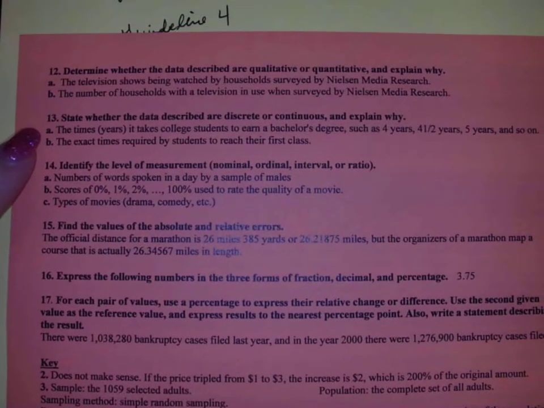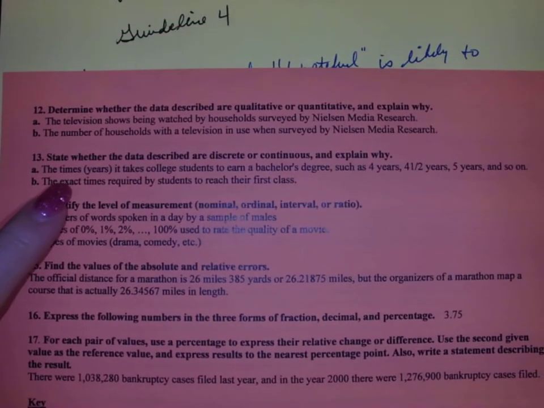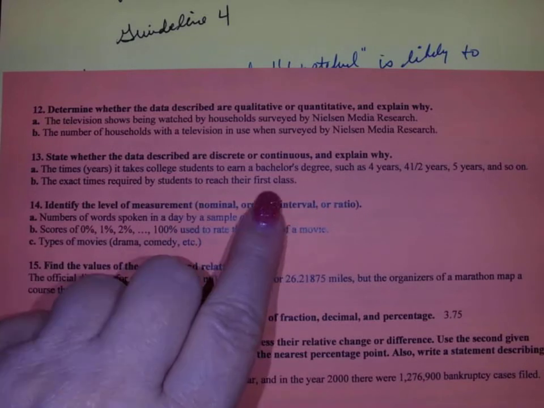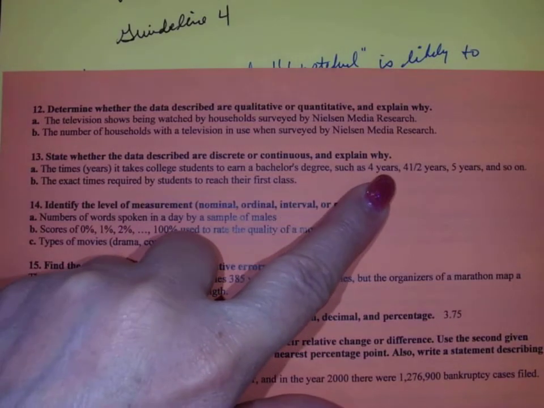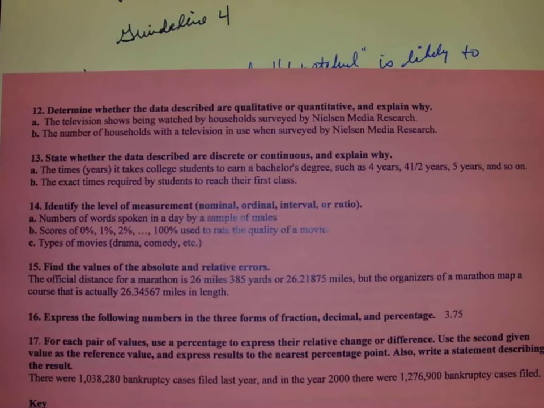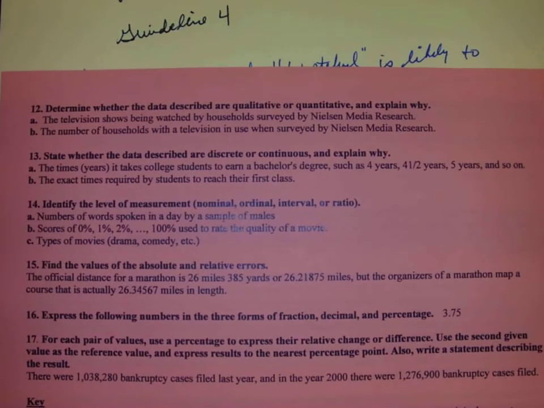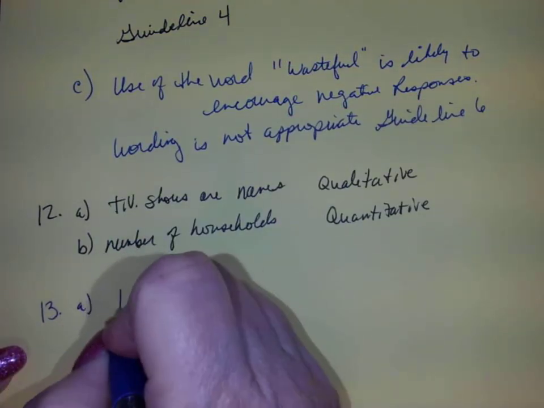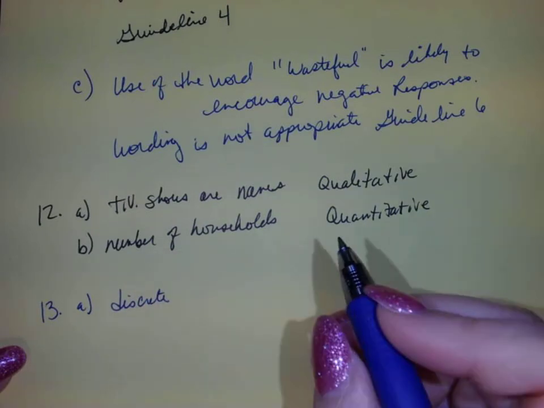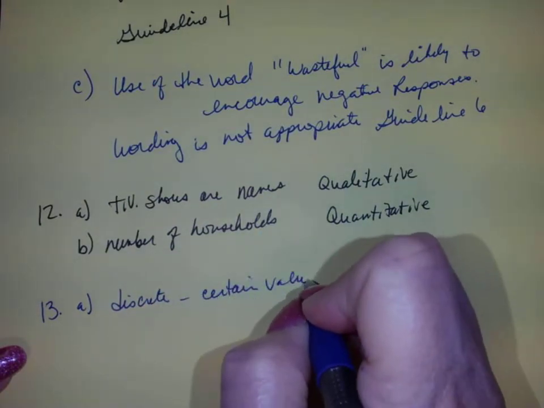So for 13, state whether the data described are discrete or continuous, and explain why. The times, in years, it takes college students to earn a bachelor's degree, such as 4 years, 4.5 years, 5 years, and so on. Well, it can only be certain values: 4, 4.5, 5, 5.5 years. So it can only be those certain values and no values in between. So this is going to be discrete. It can only be certain values. It can't be any value.